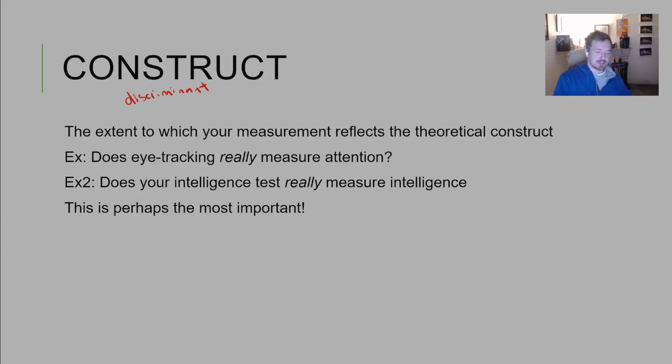So if I'm asking a question like, how worried are you right now? That is a question that can measure both depression and anxiety. So we would say that it has bad discriminant validity. We don't know, is it really tapping mostly into this participant's depression or this participant's anxiety? That's tough.